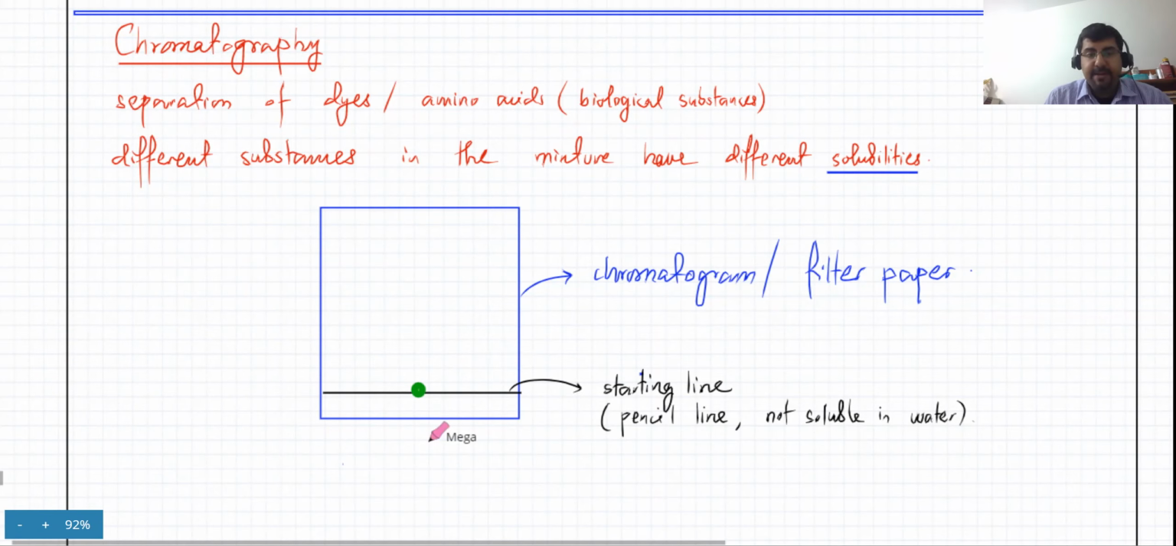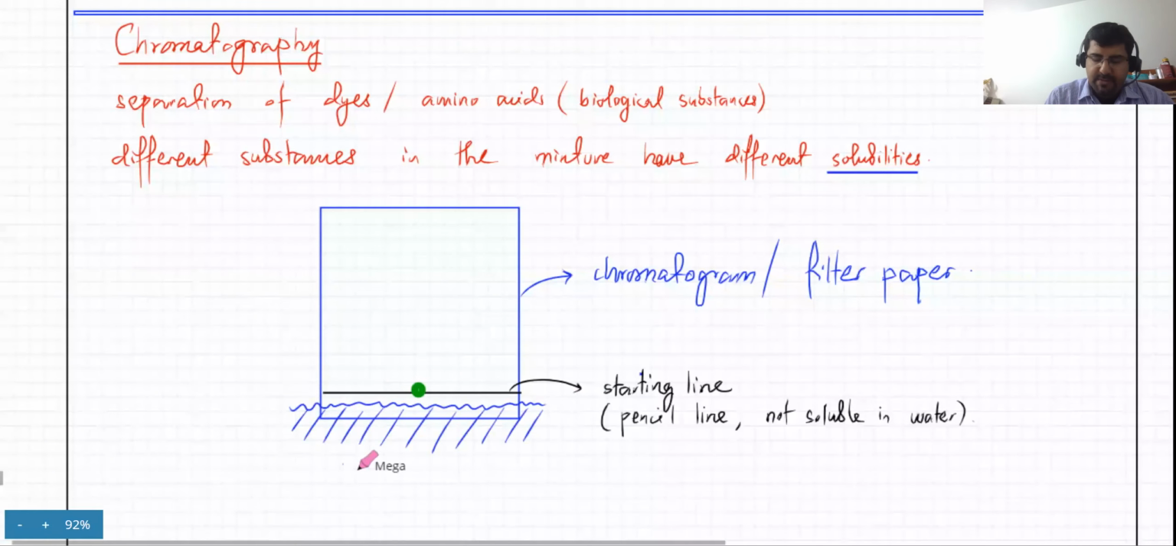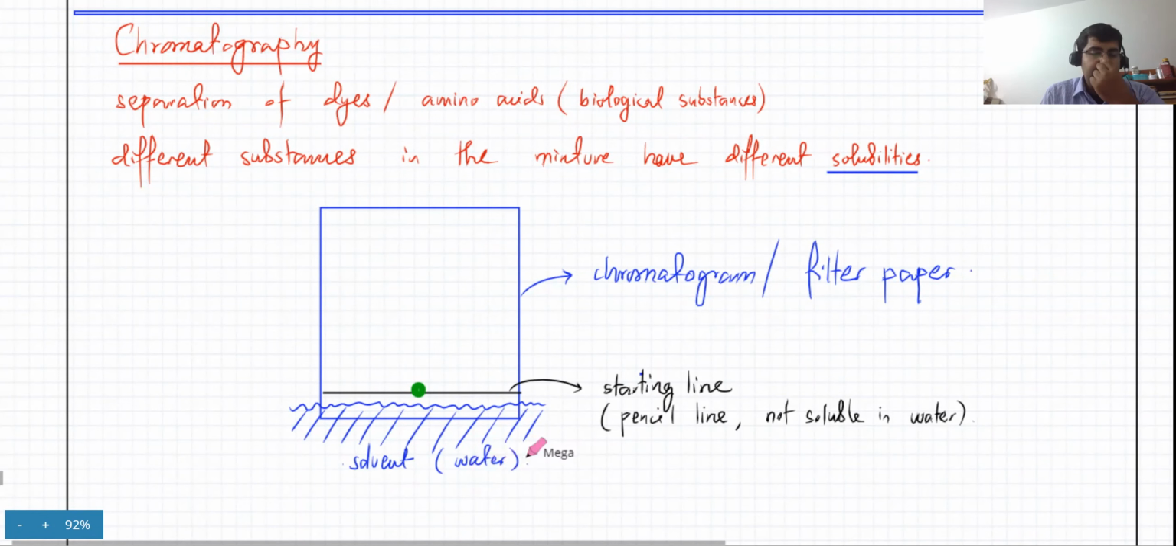And the next part is to dip this chromatogram, or at home the tissue paper, in a solvent, and the solvent level has to be below the starting line. It could be any solvent. It's not necessarily a fixed solvent, but usually the solvent that we have is water. So let's try water. Remember, it's not always water. It could be any solvent.